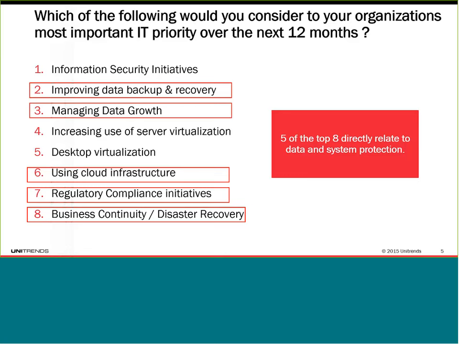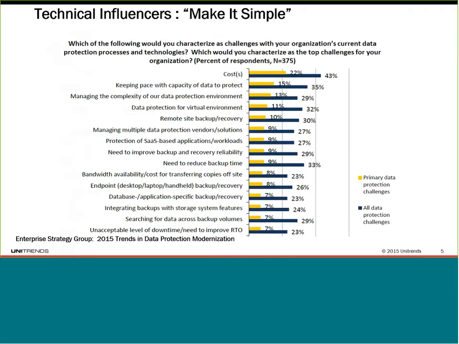But even as we drop down a little bit further, we get into other things that directly impact how we protect systems, how we protect workloads, and how we protect data. Things like using cloud infrastructure, regulatory compliance initiatives, and DR initiatives are all well inside the top 10 priorities of what we're being asked to deal with on a daily basis.